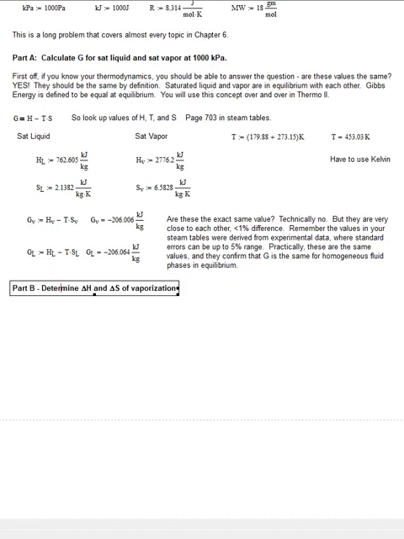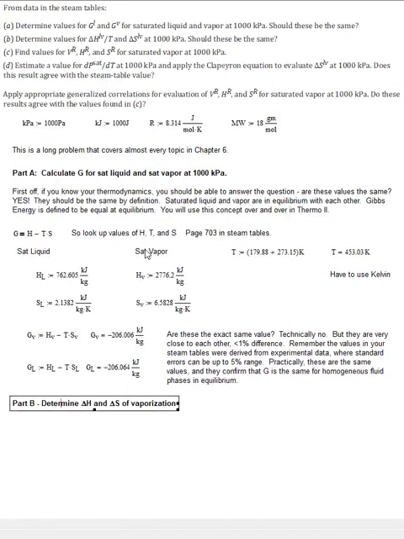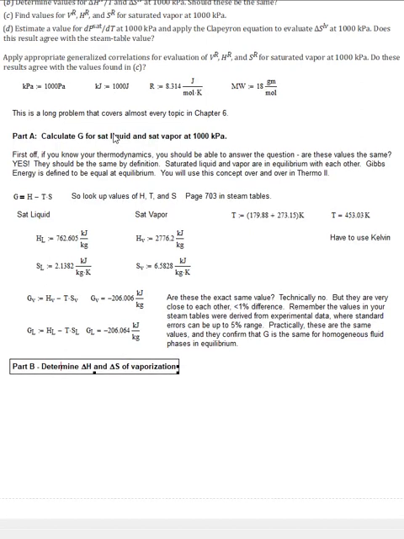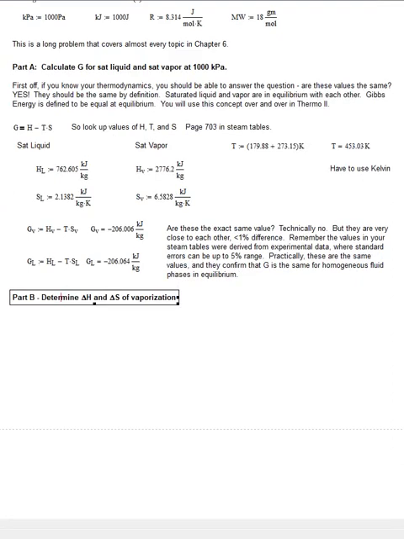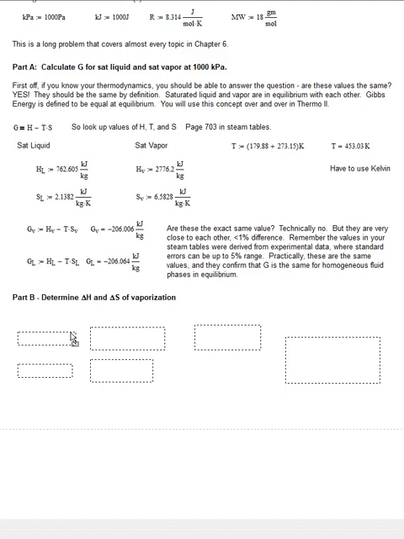So in part B, what they want us to do is determine delta H and delta S of vaporization. And so we can do that. This is basically delta H of vaporization over T compared to delta S of vaporization. And so again, we don't have to do any interpolation or anything like that.